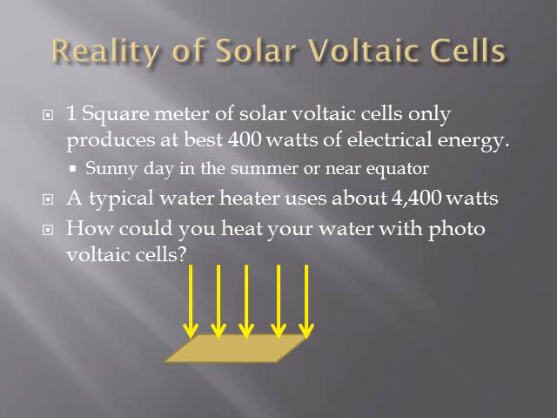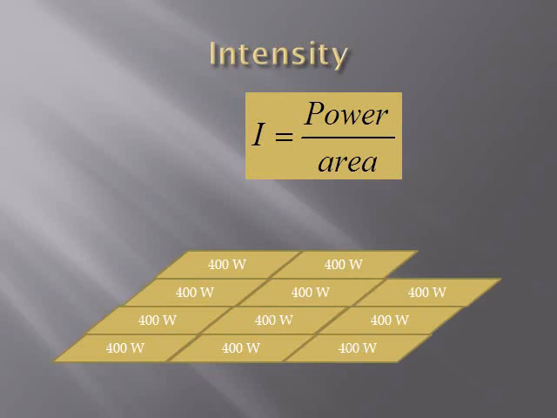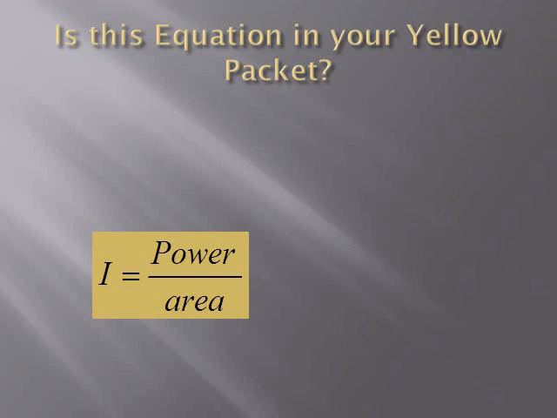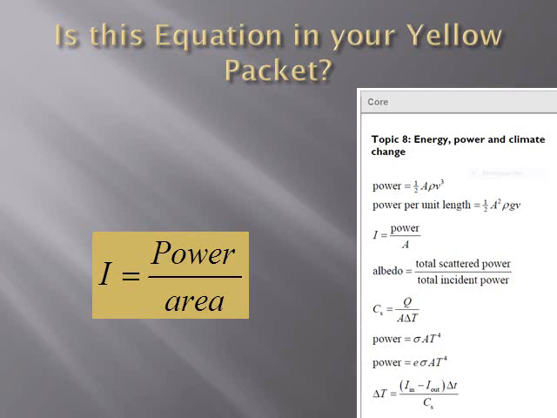So how can we get enough energy to actually run our water heater? We would just need a lot more solar voltaic cells. I would need 11 of them to get to 4,400. This has to do with power per unit area, because for each square meter we get so much power. So we say we need a larger area to produce a larger amount of power. This is known as intensity, power per unit area, which is also found in your yellow packet.